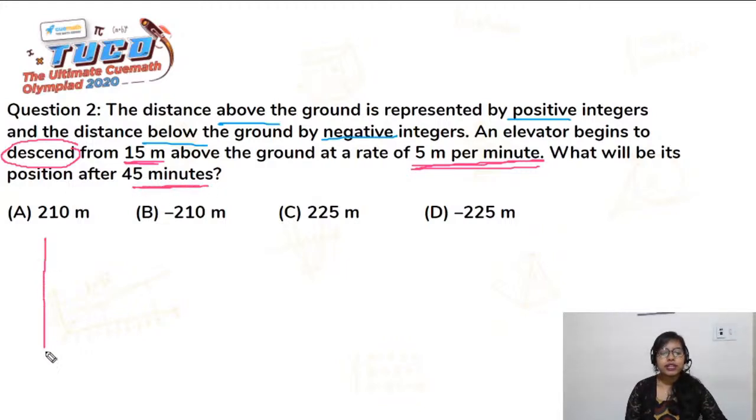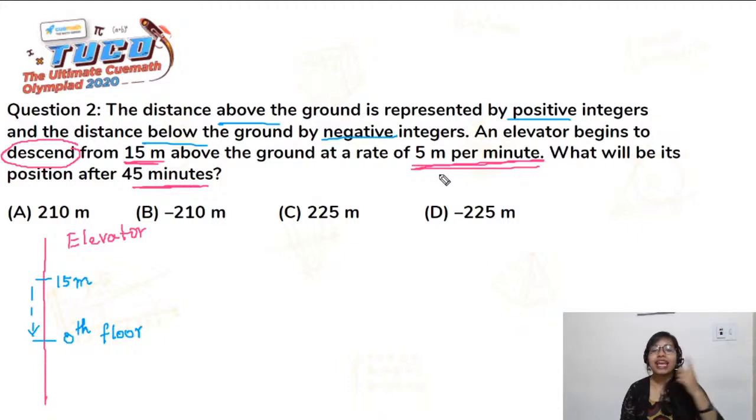Let's say that this is the elevator. Okay, this is my elevator, and in this elevator, let's say that this is the ground level. This is the 0th floor. So currently, you can assume this 15 meter to be the 15th floor as well, whatever you wish to. So currently, the elevator was at 15 meter. It is coming downwards, downwards, downwards, at the rate of 5 meter per minute, as in every minute, it is covering 5 meters of distance.